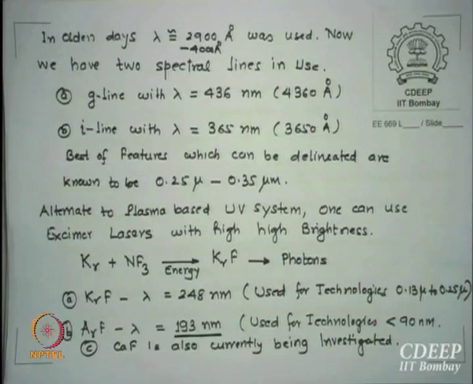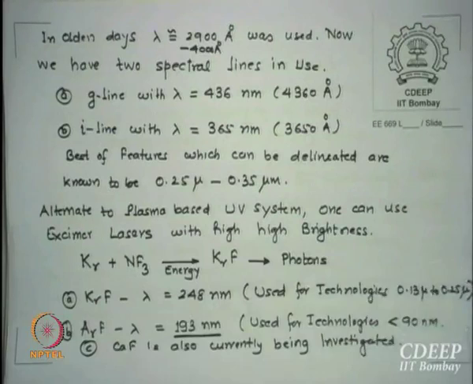0.25, even 0.18 people have successfully done, but below 0.18 or 0.25, these lines are not good enough, because the dimensions are now smaller than the wavelengths you are actually using. So we will see what else.